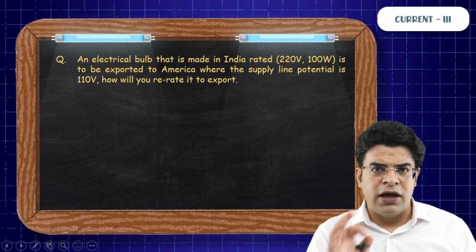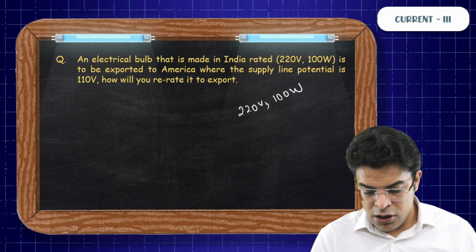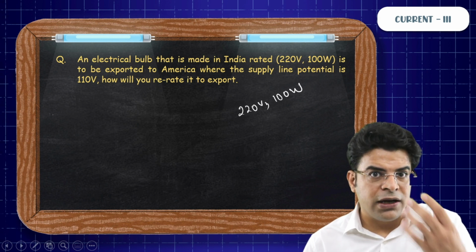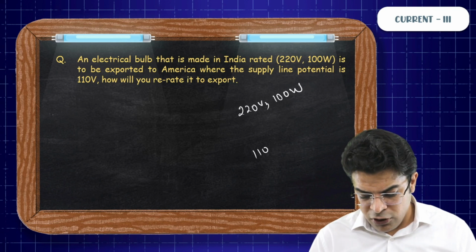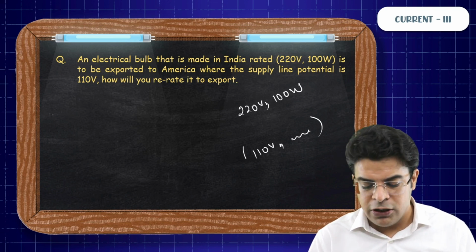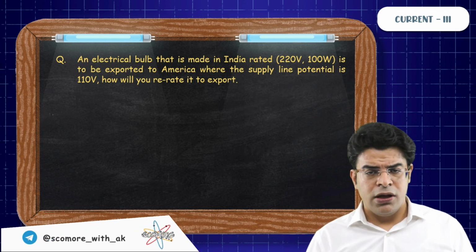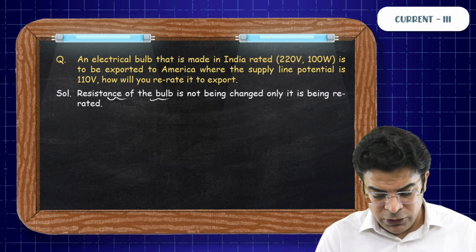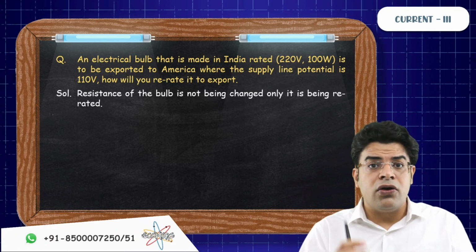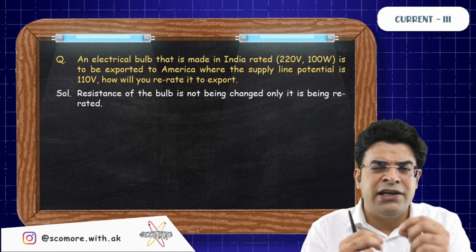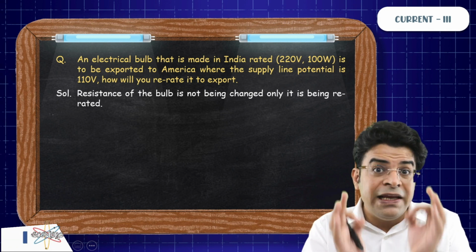So in India, you have given the rating as 220 volt 100 watt. But the person using it in America will use it across a potential drop of 110 volt. So what will be the power consumed by the same bulb in America? That's the whole question. You will say the resistance of the bulb is not being changed. Only the bulb is being re-rated. We are not opening the bulb. We are not changing its circuitry or the coil or filament, anything. We are just re-rating it.